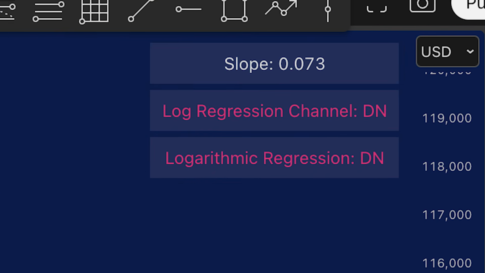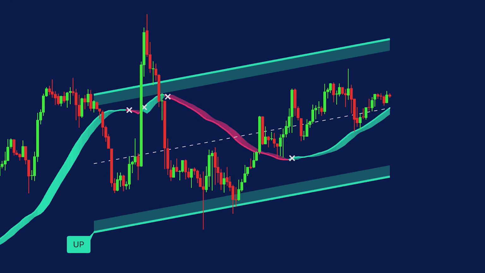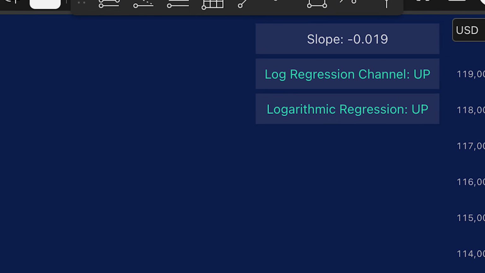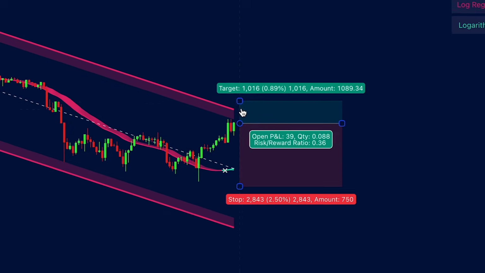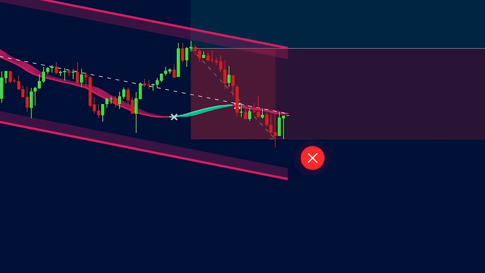In the corner, you've got a dashboard showing 3 critical metrics: the regression slope multiplied by 100, the channel direction, and the current trend status. This gives you a quantified read on trend strength, not just a color change, but actual numbers showing how steep the trend is.